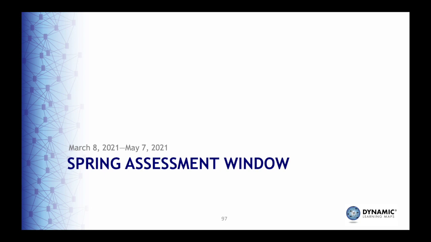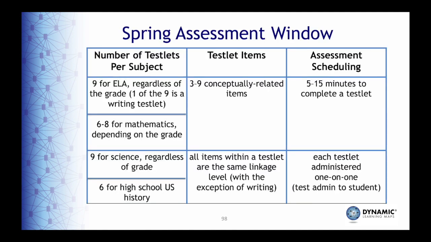The final section of this presentation will address the spring assessment window. The dates for Oklahoma's spring assessment window are March 8th through May 7th, 2021. As mentioned previously, unlike the optional instructionally embedded assessments window, assessing students during the spring assessment window is required.